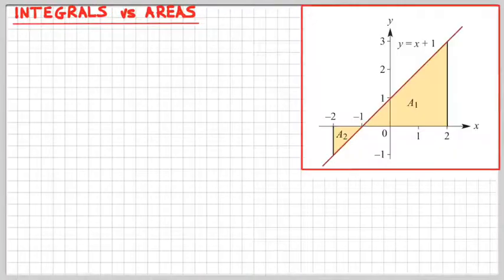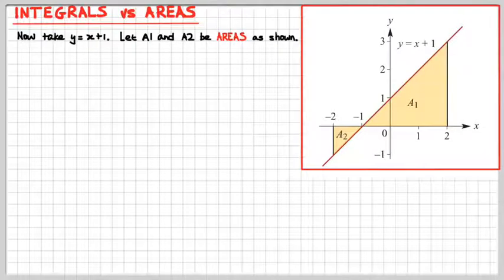Now I'll give you an example of this. This is a really neat example. We've got the graph of y equals x plus 1, running from x equals minus 2 up to x equals plus 2 up here. Now, the interesting thing to note is that part of this graph goes below the x-axis and part of it is above the x-axis. That's a very important thing because it illustrates something extremely interesting. I'm going to explain the interesting bit now. Let A1 and A2 be the areas as shown, A1 here, A2 there.